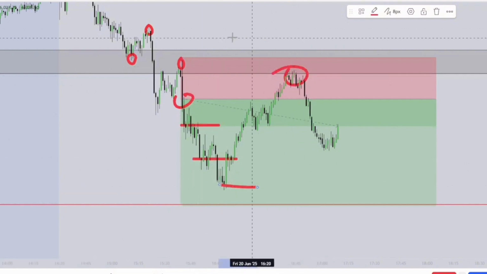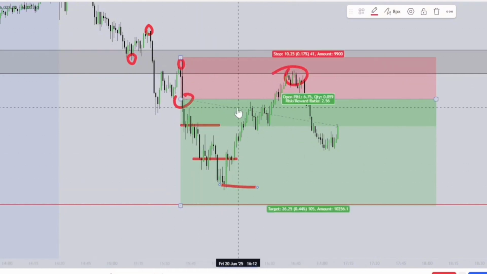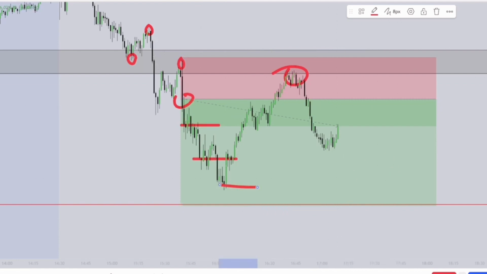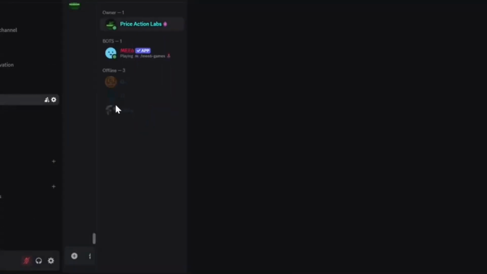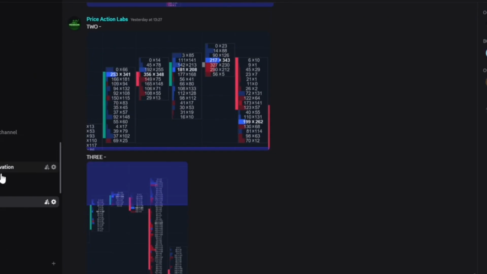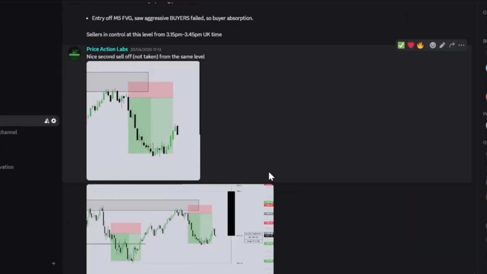So you want to understand what was going on inside of this level. This was a strong level of supply. So if we just go back to the Discord and break this down, a strong area of supply is validated mainly by a couple of things, right?